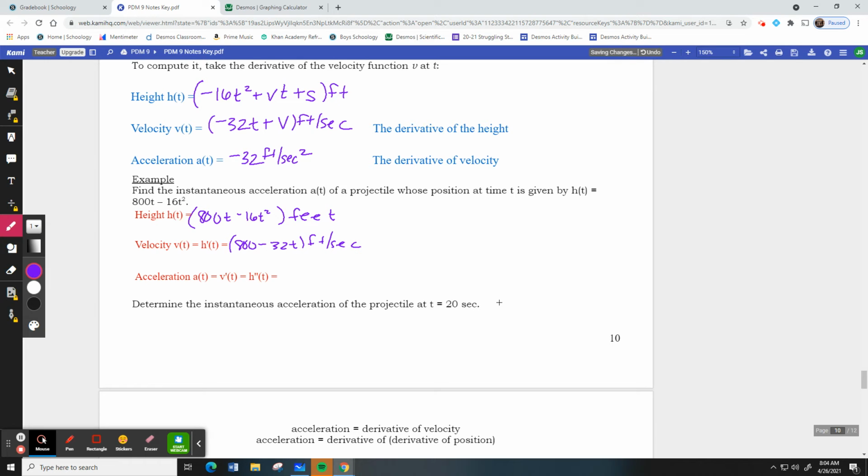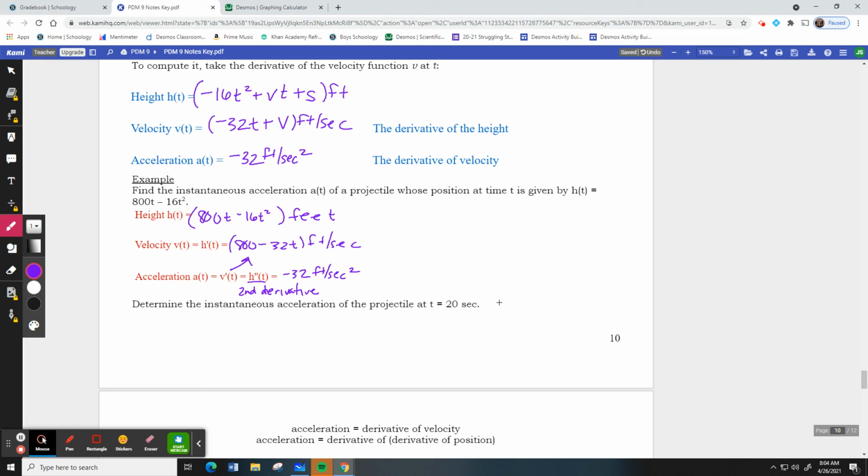The acceleration is if I take the derivative of my velocity. In other words, we call it the second derivative of the height. So if you take the derivative of something and then you take the derivative of the answer you get, that's called the second derivative. You could also sometimes take the third derivative, depending on the function. All right, so if I take the derivative of this, the derivative of a constant is 0, and then this would just be negative 32, and then feet per second squared.